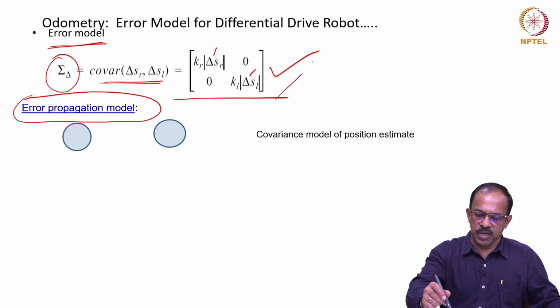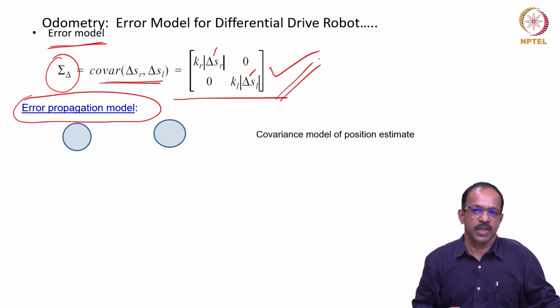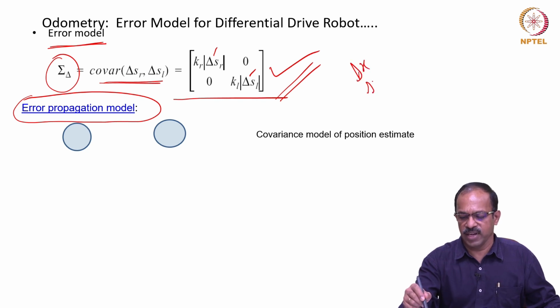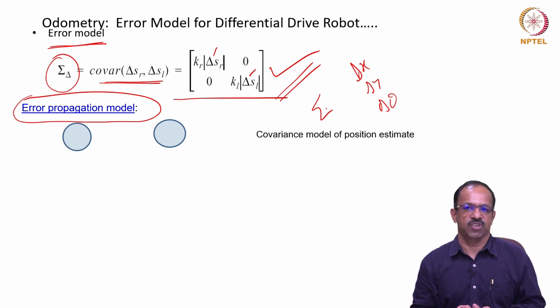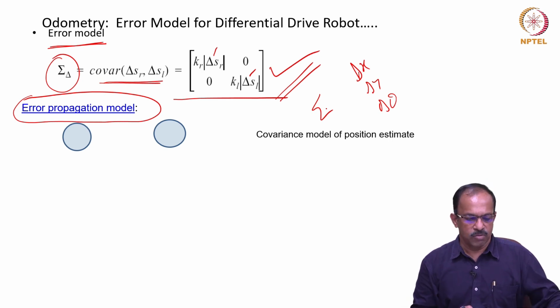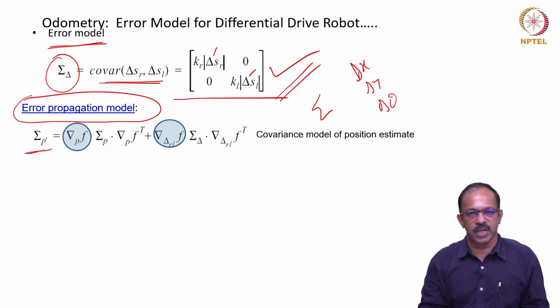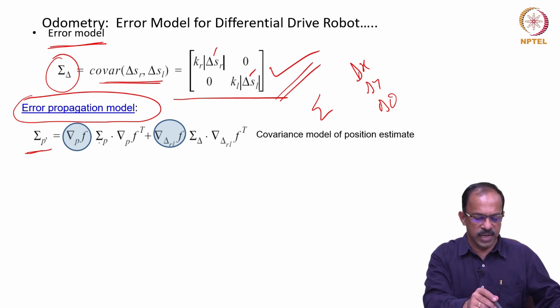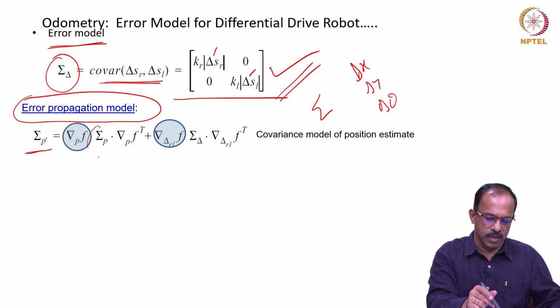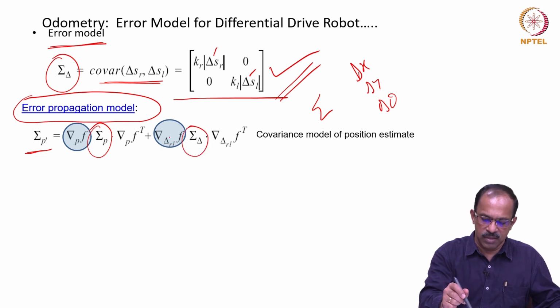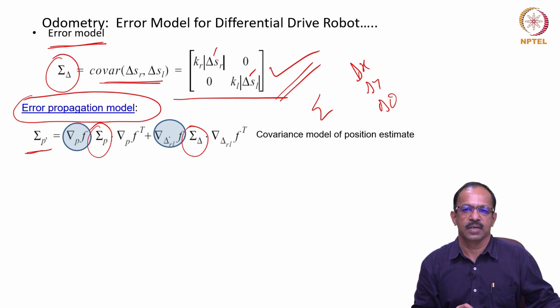Now, if the sensor information is known, then we want to know how much will be the error in x, y and theta, that is, the covariance in the new position estimate. For that we use the error propagation model. The covariance of the new position estimate is given by this relationship: the Jacobian of f with respect to position, times the position covariance P, times its transpose, plus the Jacobian with respect to the sensor, times the sensor covariance delta, times its transpose.